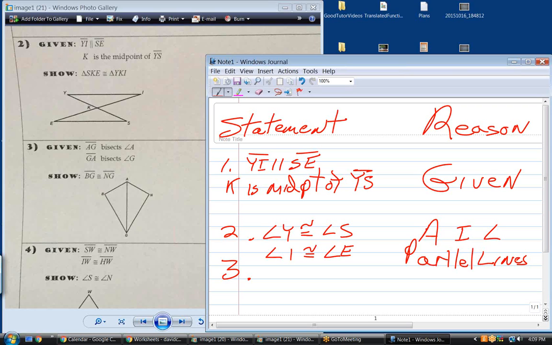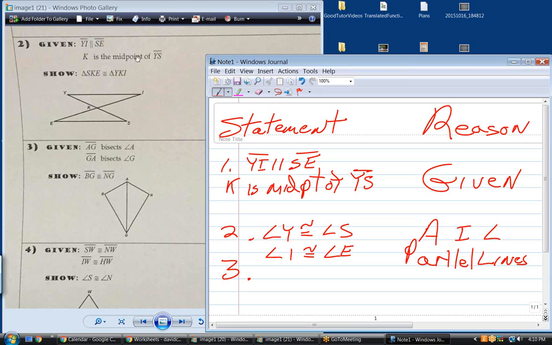Now we know two angles are equal. Well, three angles being equal doesn't really help us, right? For sure, I know that angle is equal to that angle, and so all three angles are equal to the other three angles, but all that does is make it similar. What sides are equal? ES and YI? No, we don't know that. We know they're parallel. We don't know they're equal yet.